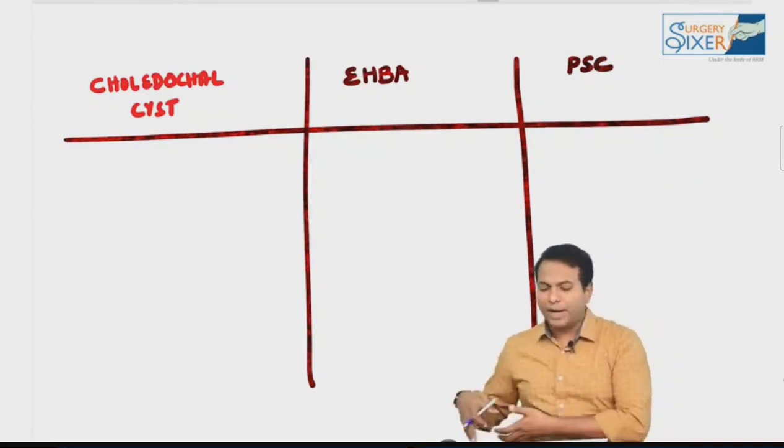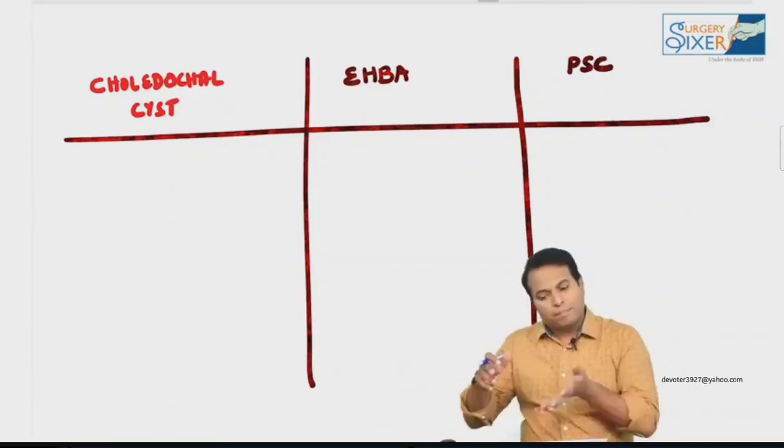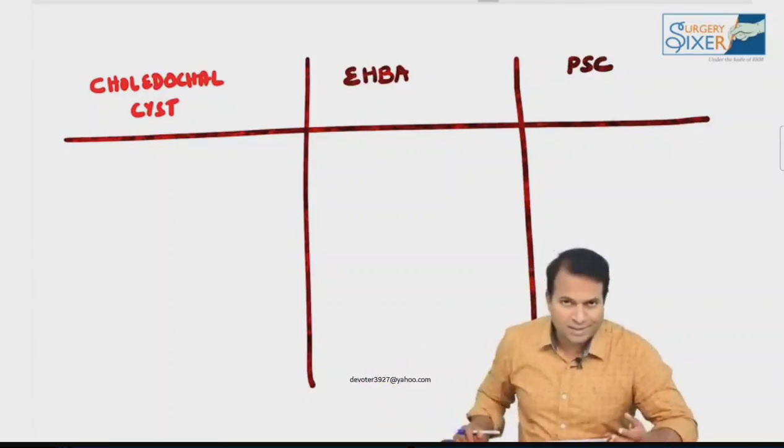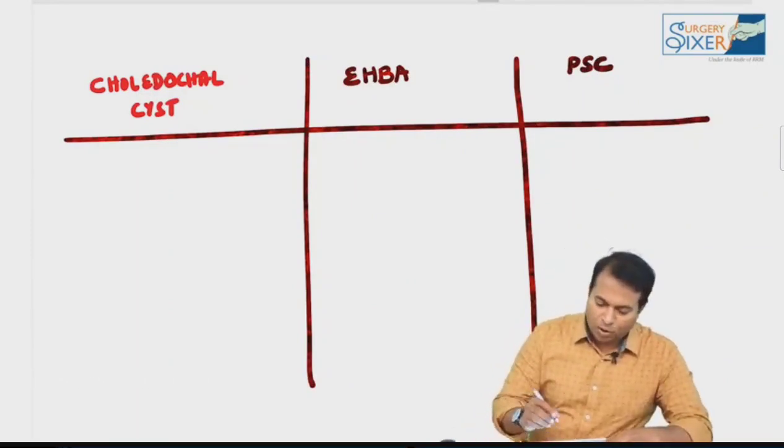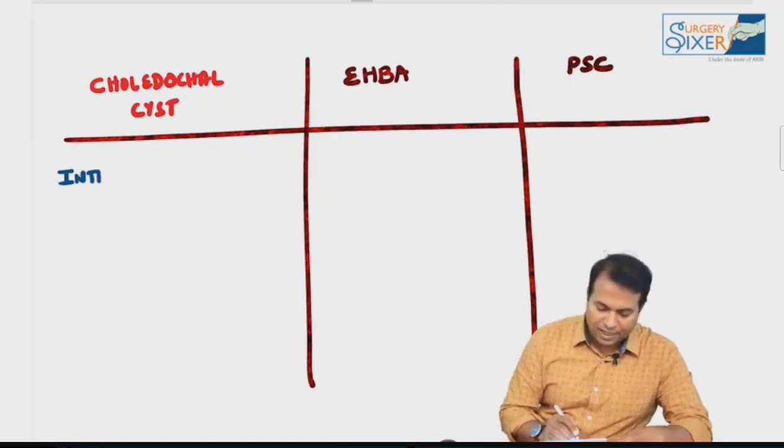For example, if I take only choledochal cyst, followed by only extrahepatic biliary atresia, followed by primary sclerosing cholangitis, you may feel something monotonous. So if I make a table column like this and make a comparison, you will never forget these topics for your lifetime. The first point is the introduction of these three topics.